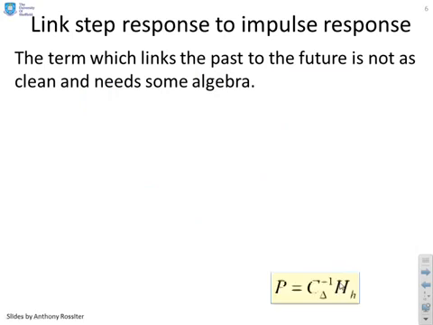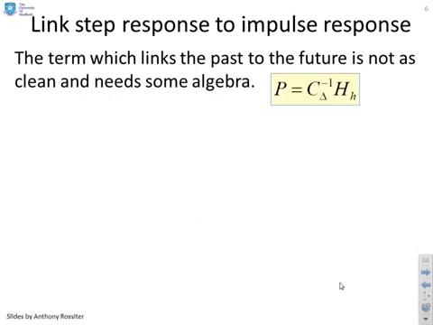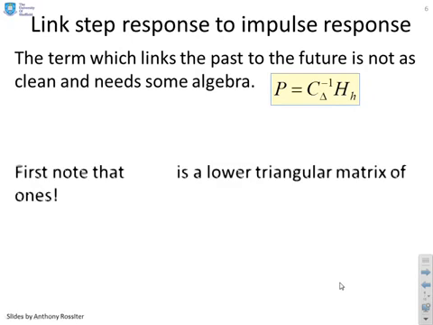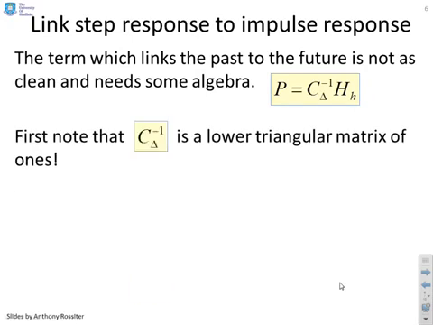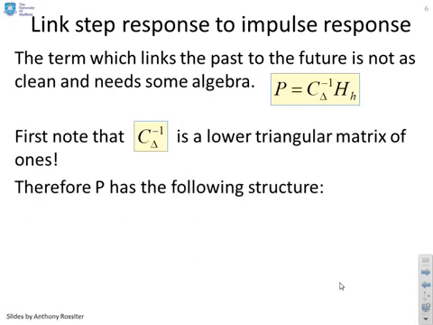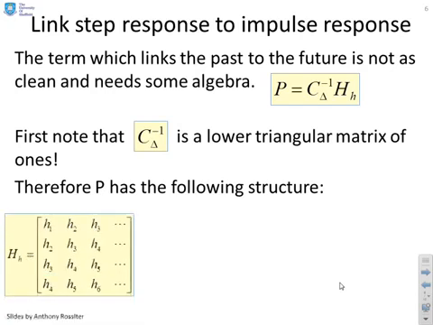However, there's one other thing we've got to look at. What about P? P was given as C delta inverse HH. And this one is not quite so straightforward. First of all, we know that C delta inverse is a lower triangular matrix of ones, and I'm going to use that observation. And therefore, if we construct P, and I'm going to multiply it out longhand so you can see what's going on, this is what we get.